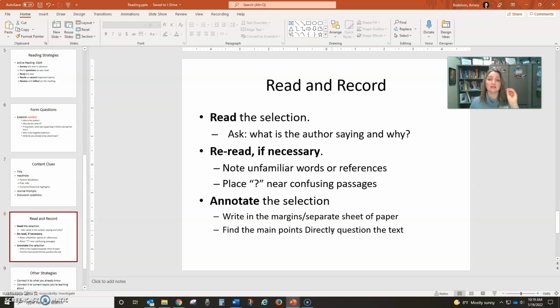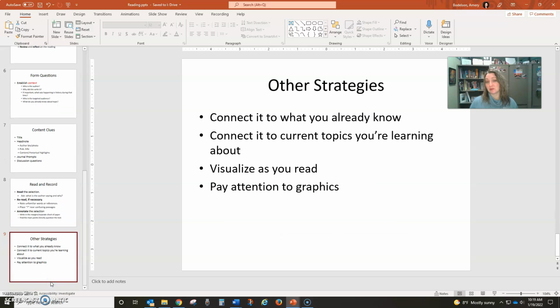Start to directly have that dialogue or communication with the text. And again, you can directly question it. You don't have to agree with the information that's presented. In fact, you might not. You might not be convinced by the end of the article or the piece that you agree with it.